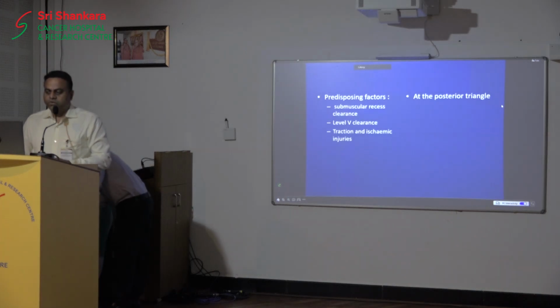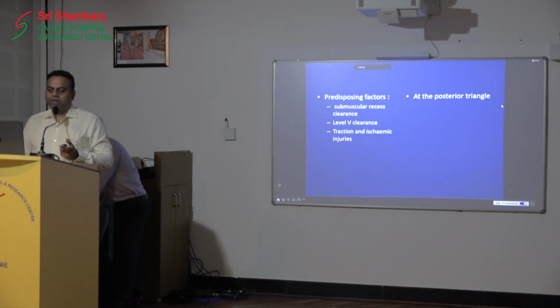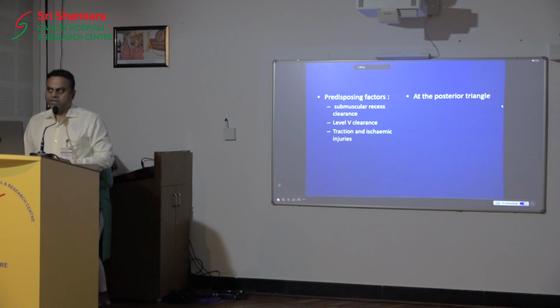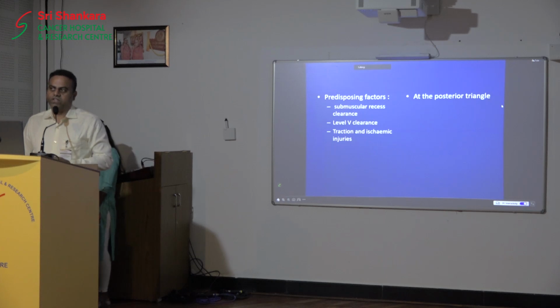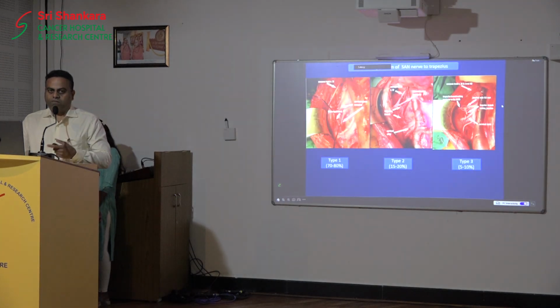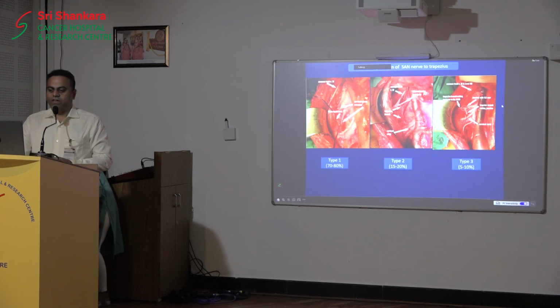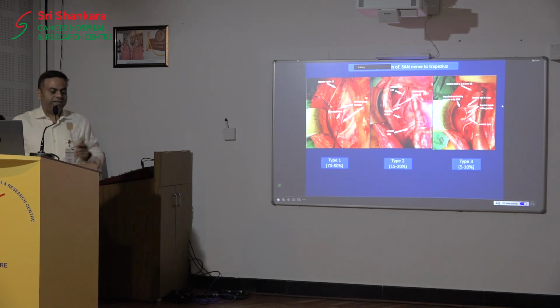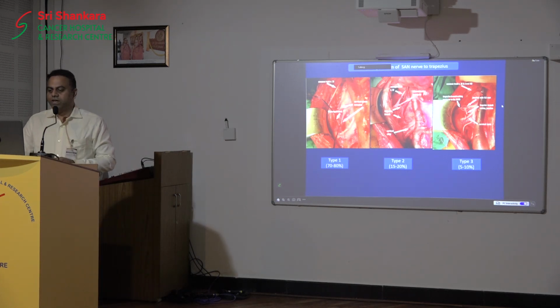So when is the nerve at risk? When you're doing level 2B, or level 5 clearance, or posterior triangle clearance. Even in selective neck dissection, the chances of injury are there because of traction or ischemic injuries. The more vulnerable course would be in level 5, so we need to understand what happens there.